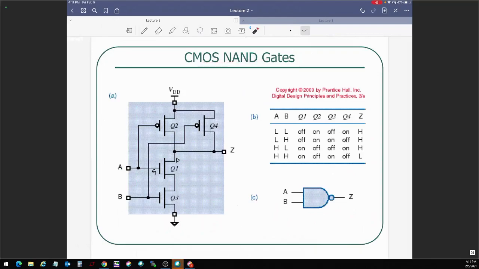CMOS NAND gates. We said earlier that for AND and NAND, I need switches in series, right? Signal repeater block with redstone dot signal. All right, so Josh has you covered.